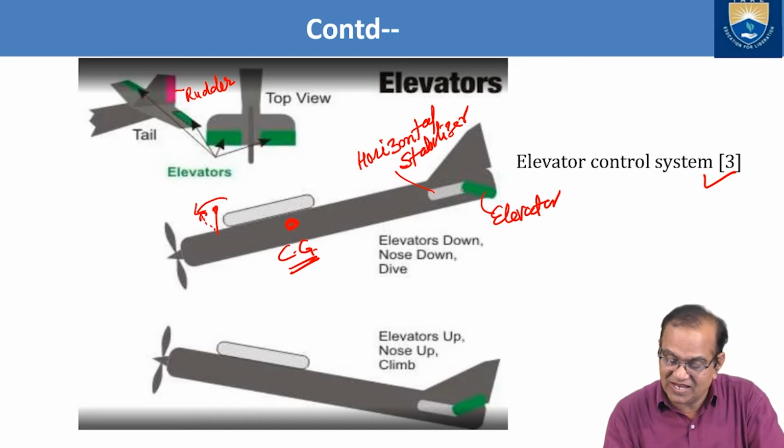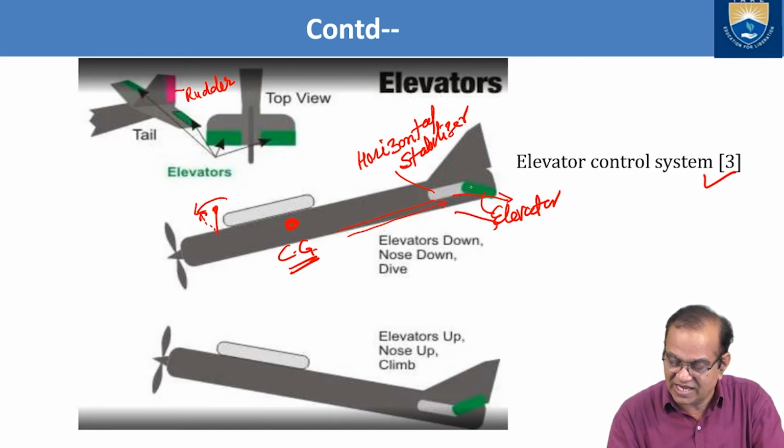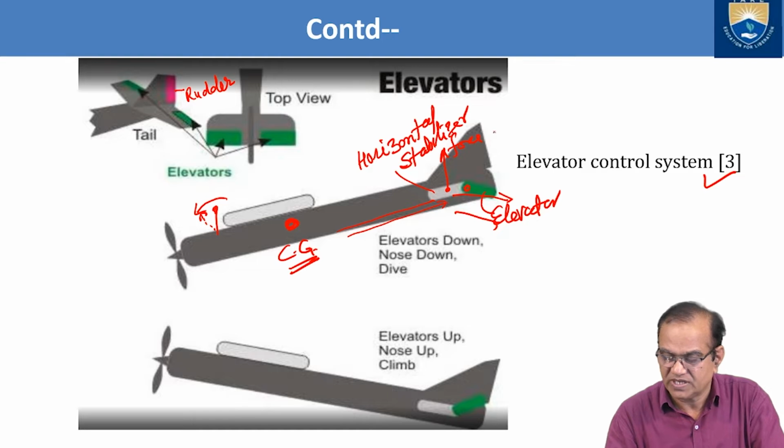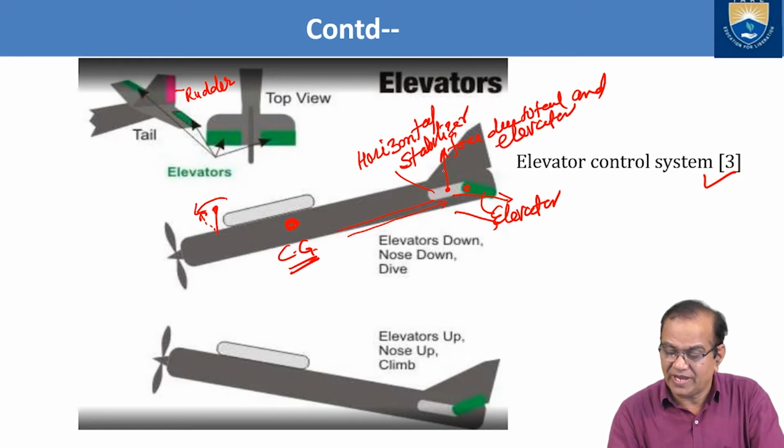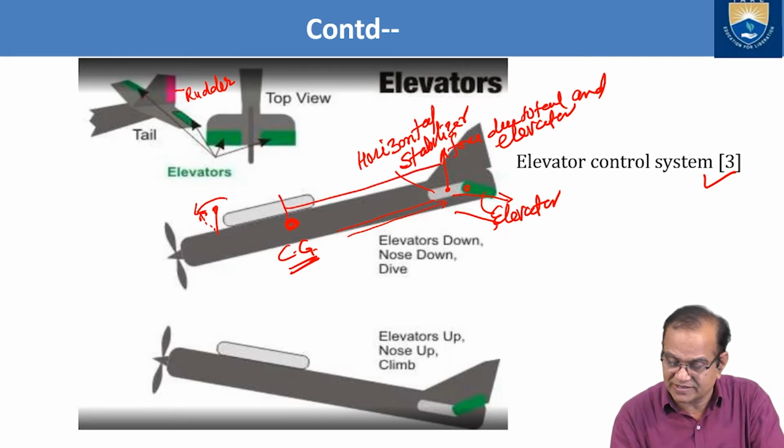Pushing down means the elevator will go down. So what will happen? Flow is coming from this direction. It will deflect in this direction. A force will generate here, an additional force due to the tail and elevator. So additional force is generated. This force acts through a moment arm.